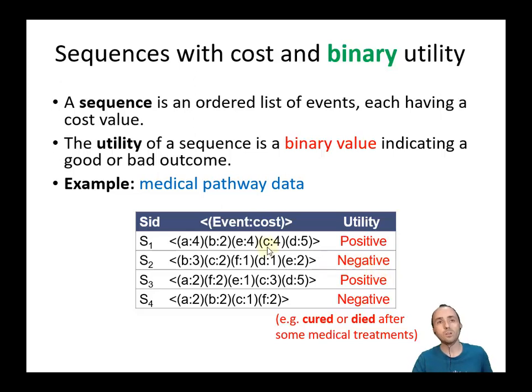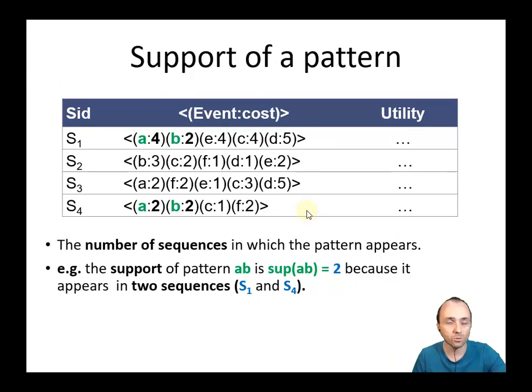So if we have a database like this, we want to find the cost-efficient patterns. The patterns that will have a low cost but will make you cured, for example, in my example, will give you the positive utility. So how can we do this? I will introduce the problem we propose. Later I will talk to you about the algorithms. So first, we need to use some measures to select the patterns.